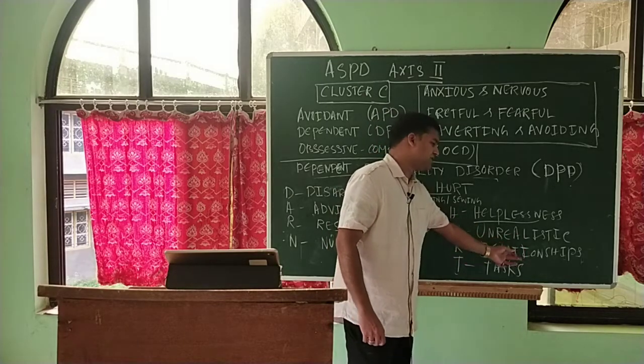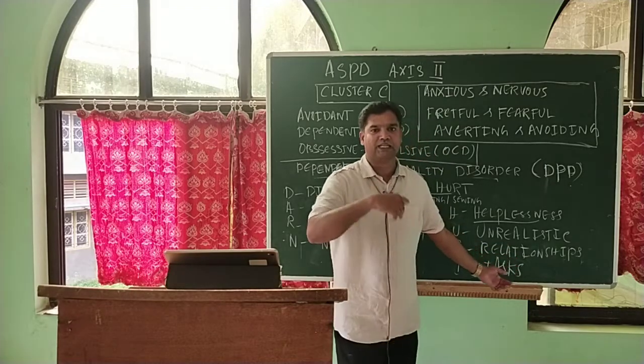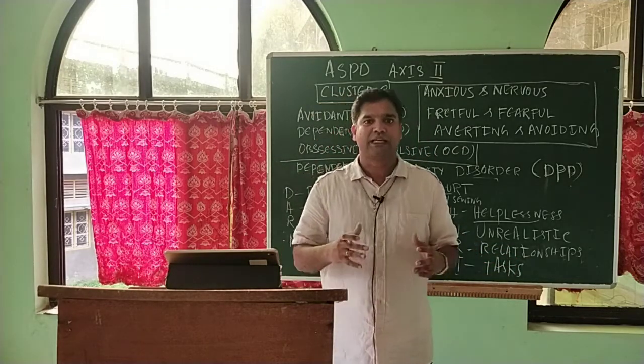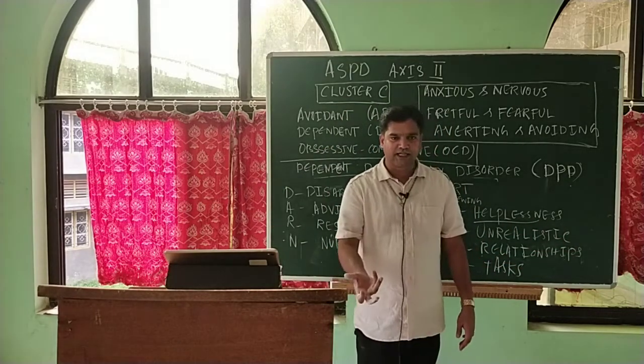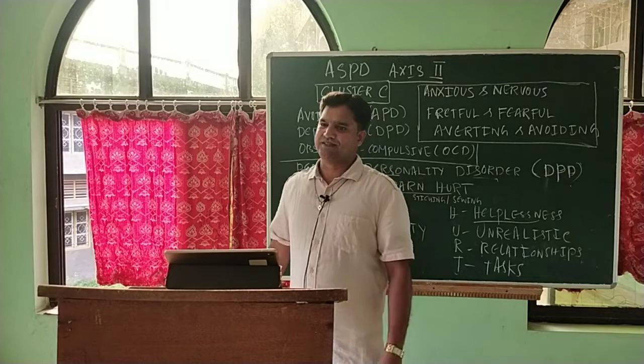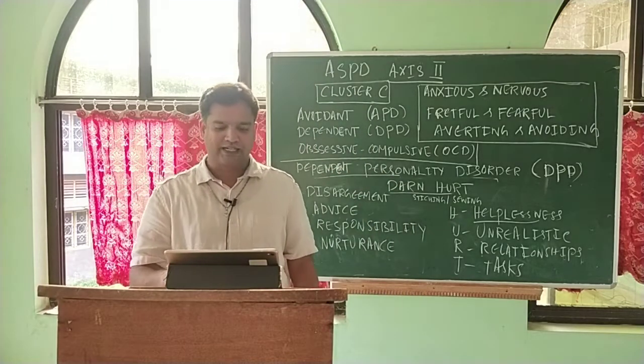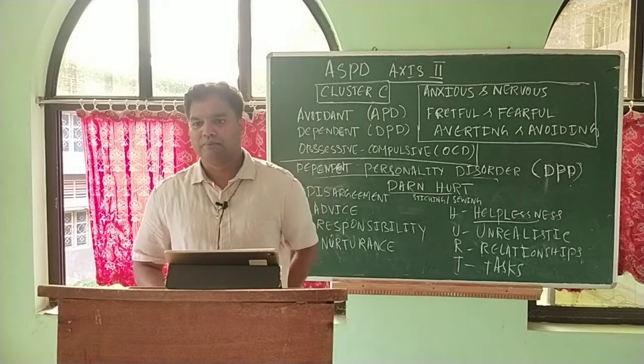And they always have relationships. One relationship ends, immediately they will look for another relationship because they think they cannot stand on their own. And finally, task. They neither initiate a task nor complete a task. So these are some of the characteristics of dependent personality disorder.